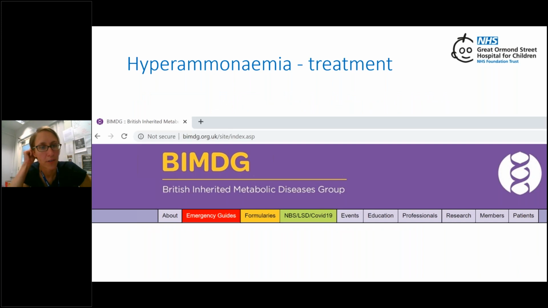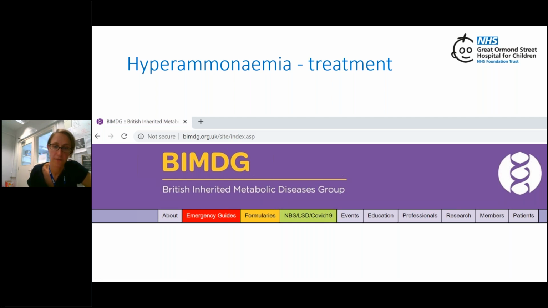And I just want to point you towards a really useful homepage if you haven't come across it yet. There's the British Inherited Metabolic Disease Group, and they've got an amazing homepage with loads of different guidelines. You can find it on bimdg.org.uk. On the emergency guides, you can find the guidelines for all sorts of metabolic investigations, and it also gives you access to a drug calculator.